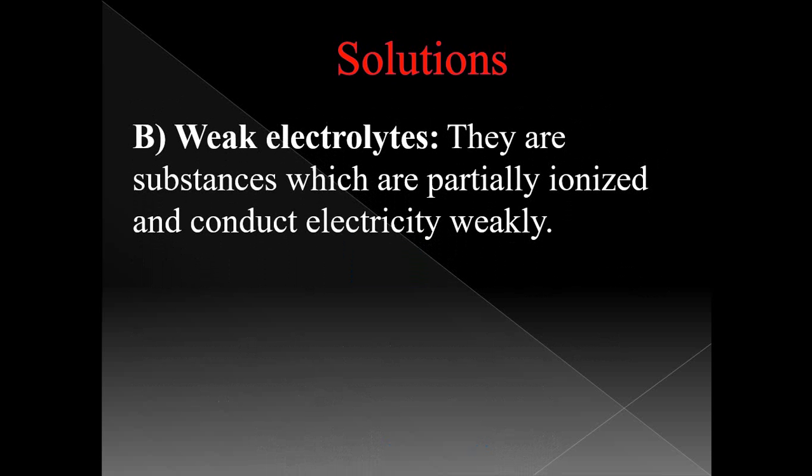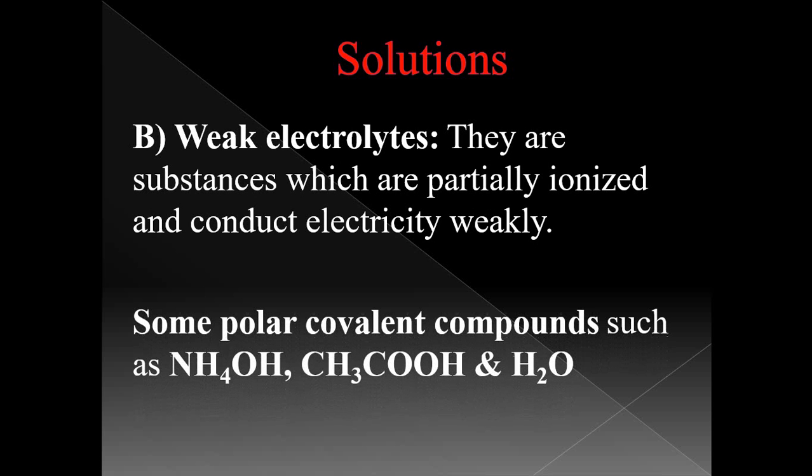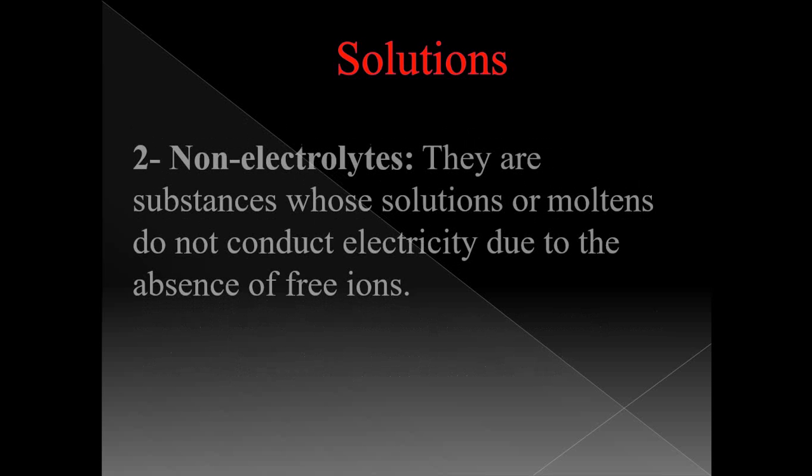And second, we have weak electrolytes, and they are substances that are only partially ionized. A part of them is ionized, dissociates into ions, and it conducts electricity but weaker than strong electrolytes, of course, because weak electrolytes here have less number of ions. Okay, some examples like polar covalent compounds such as ammonium hydroxide, such as acetic acid, such as water itself, they are all considered as weak electrolytes.